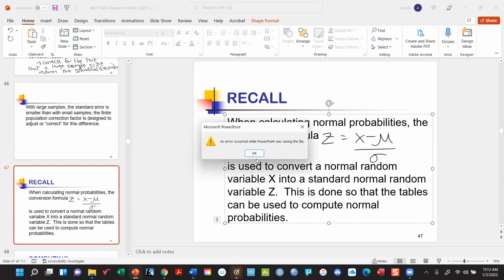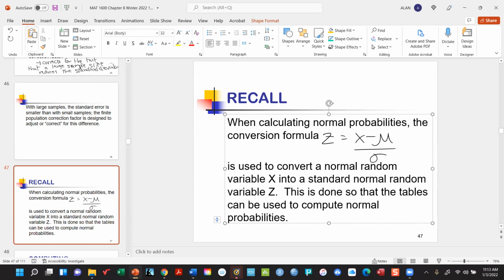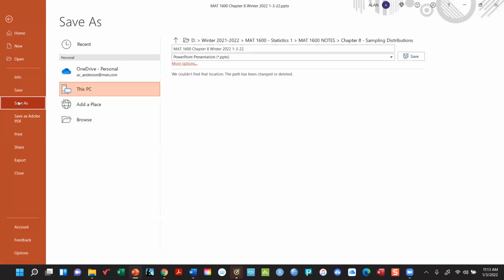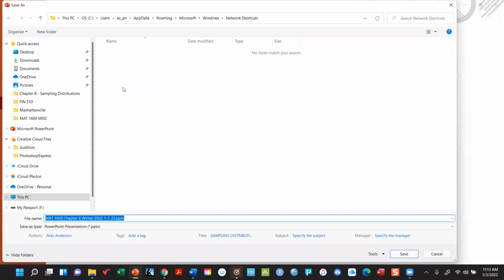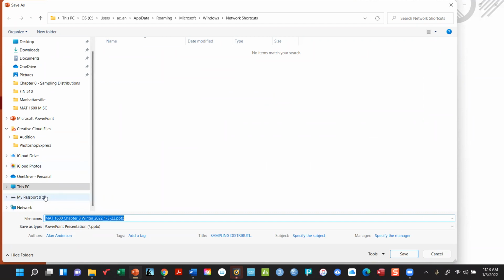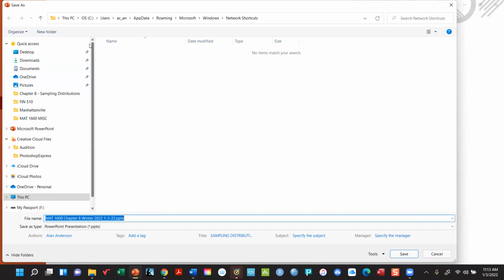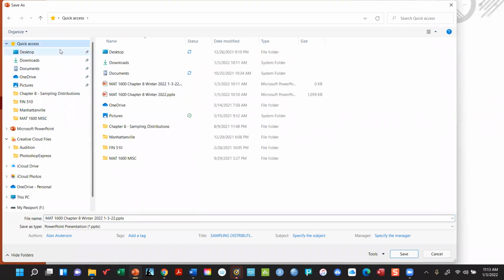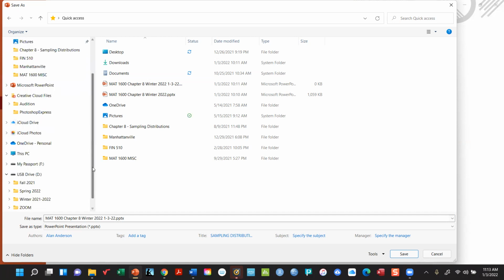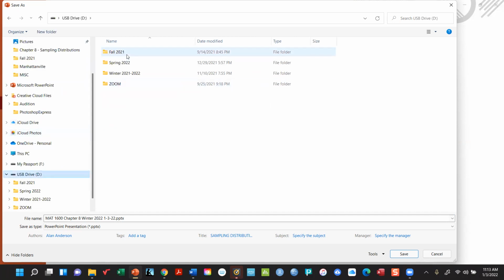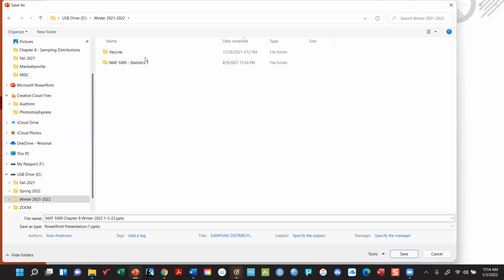When we calculate, wait a minute. You know, this really, it's giving me trouble about saving it. Unbelievable. I tell you, this computer has got to go.